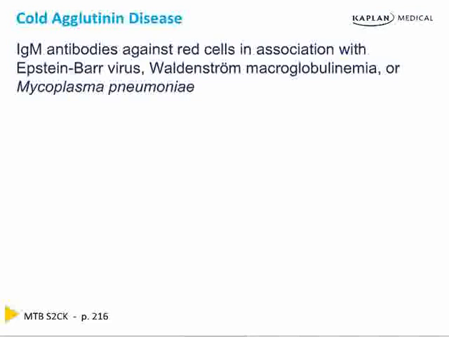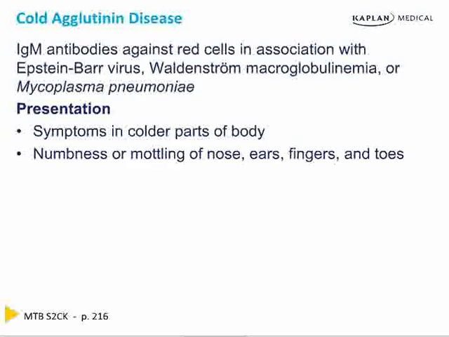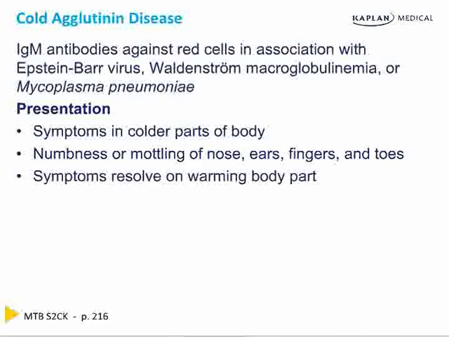This is IgM antibodies against red cells, and it's in association with Epstein-Barr virus and Waldenstrom's macroglobulinemia and the infection of mycoplasma pneumonia. It presents with a person who's got symptoms in the colder parts of the body. The colder parts of the body are the acral symptoms of the nose, the ears, the fingers, and the toes, simply low temperature. And the name is a great name because it really just tells you, hey, in the cold, my red cells agglutinate. Isn't that interesting? And the symptoms resolve on warming the body part.